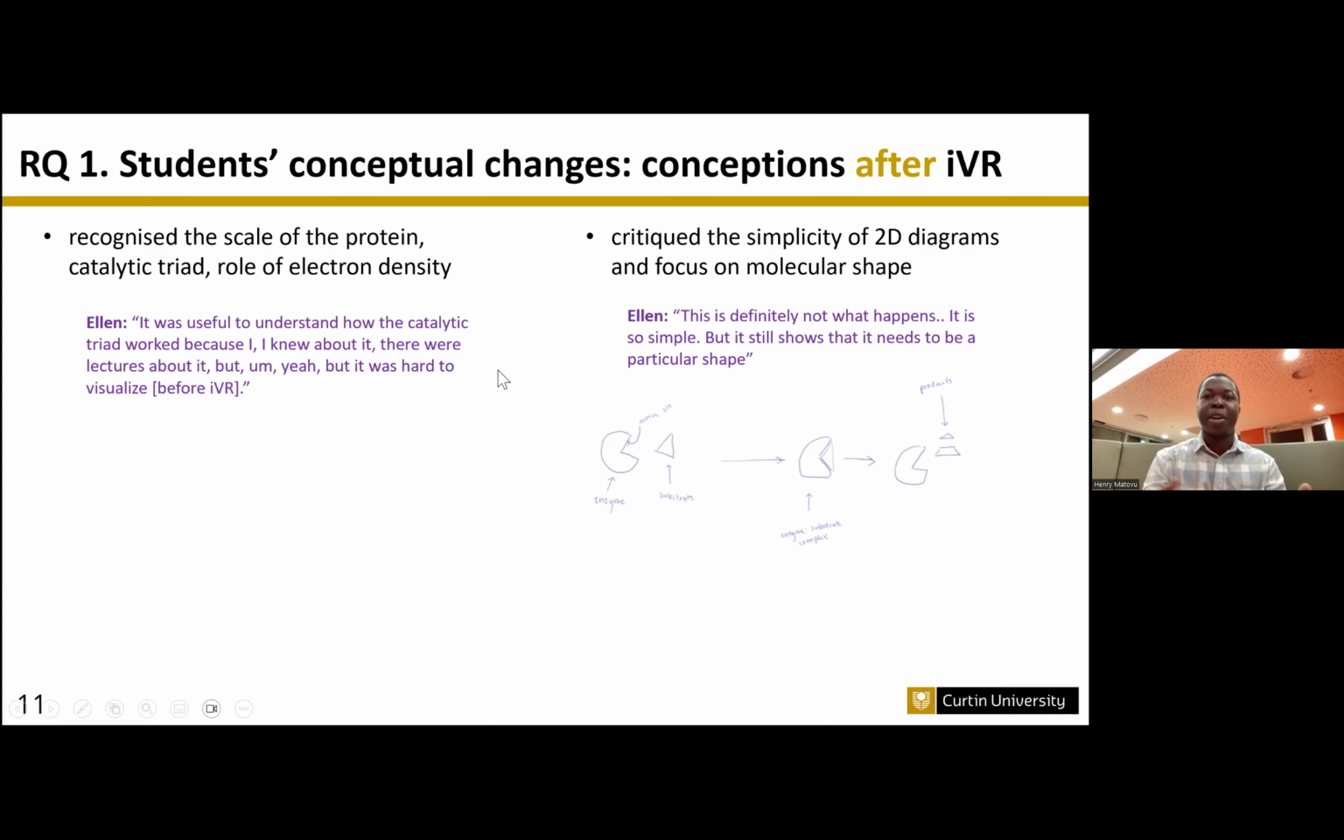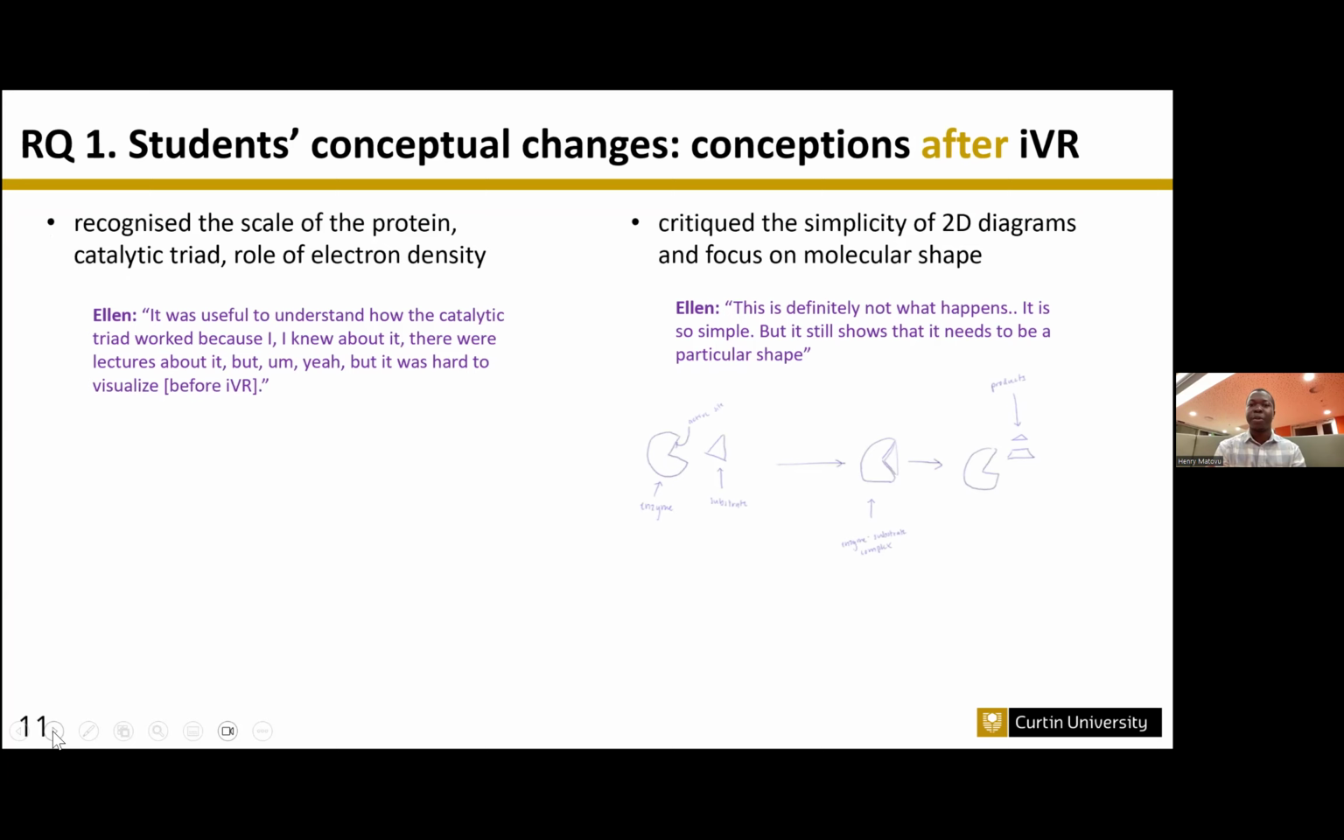Ellen here had drawn this beautiful lock and key model, but she said, I knew there were lectures about the catalytic triad, but it was really hard for me to visualize it. But after IVR, she understood what was going on. For example, here she critiqued the simplicity of the 2D lock and key diagram. She says, this is definitely not what happens. This is very simple. Yes, but it shows that there is the particular shape, but that is not all that is happening.